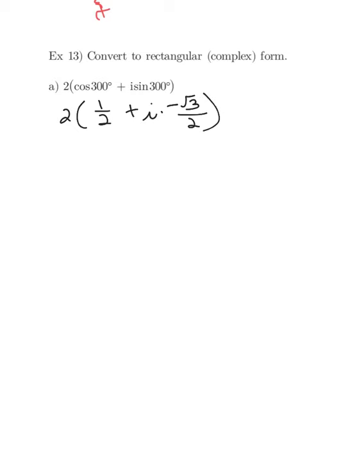To complete our problem, we distribute the 2 to both terms, and 2 times 1/2 gives us 1. 2 times negative square root of 3 over 2 leaves us with just the negative square root of 3 times i. You can choose to write this as 1 minus square root of 3 times i.